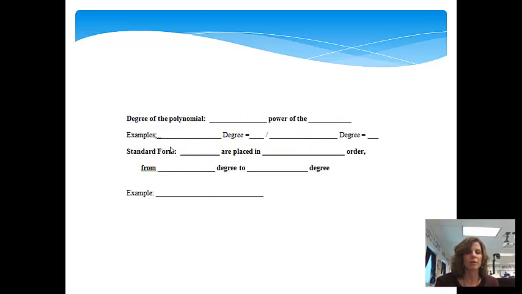So now we're just going to get into some of the terms that I'll be using. The first one is called the degree of the polynomial. It's basically just the highest power of the terms of the polynomial.